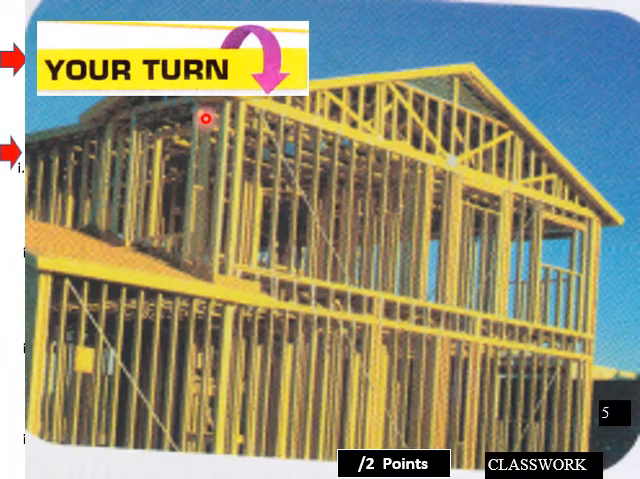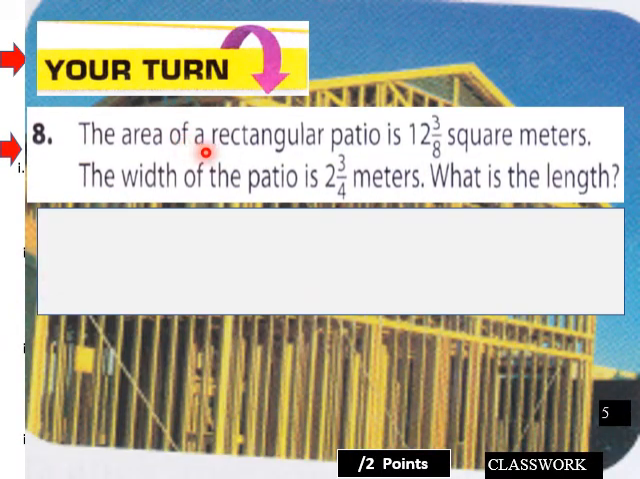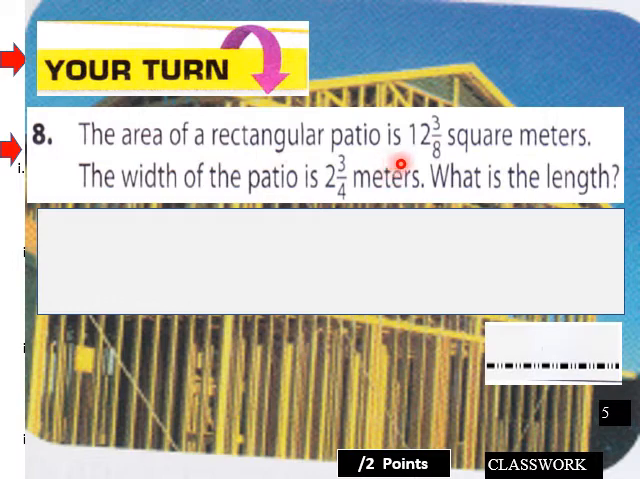So page 5 here, your turn. The area of a rectangular patio is 12 3/8 square meters. That's your area, square meters. The width of the patio is 2 3/4 meters. What is the length?